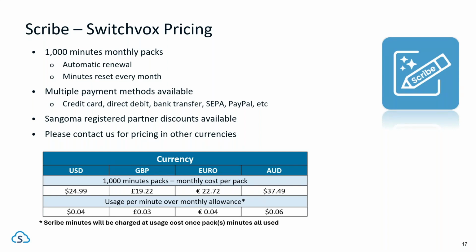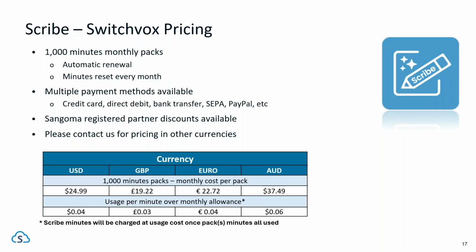So Scribe you can purchase in packs of 1,000 minutes. We're not talking about there's a restriction on users. No, as the 1,000 minutes is for the Switchvox deployment, so for the system. And then you will enable users to be able to use it. Not the whole company has to use it, as we've shown already. So it's an automatic renewal every single month, and so there will be a minutes reset every single month.